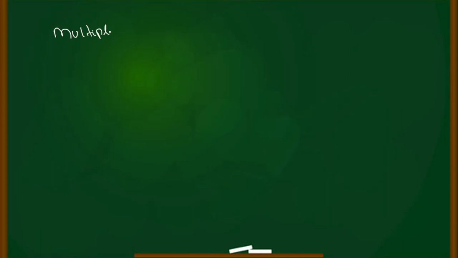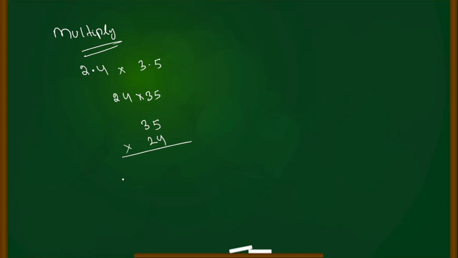So how to multiply? Now suppose the example is 2.4 multiply 3.5. So simply first we multiply 24 into 35. Then multiply. How to multiply? Now first we write 35, then 24, then simply multiplication. So multiply. If you multiply, then it will be 120 and it will be 2 5 0.